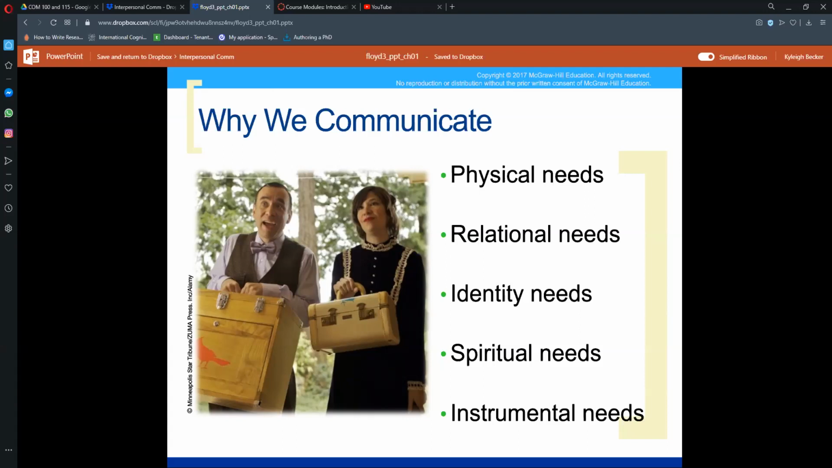So our physical needs might be, we're cold. So we would tell someone, hey, I'm cold, can I borrow a blanket? Your relational needs, so your need to build relationships and have friends and have family. So things to build those up.